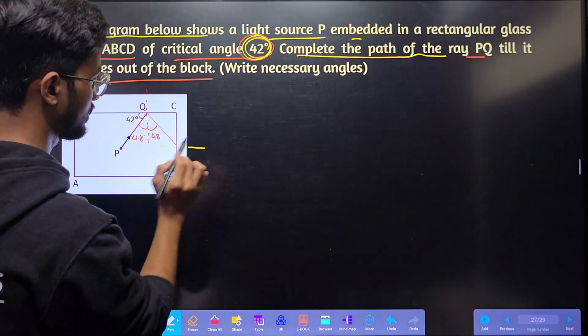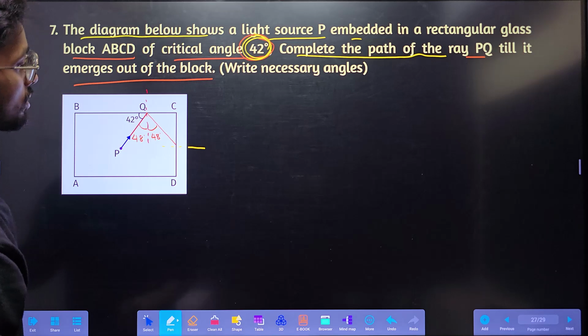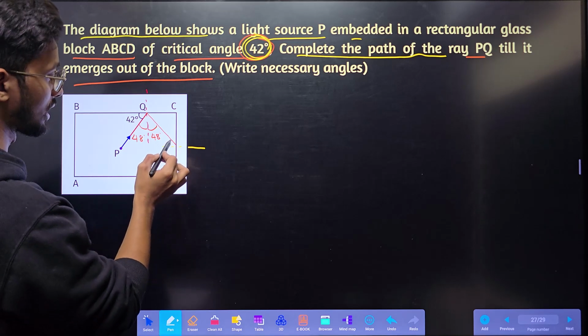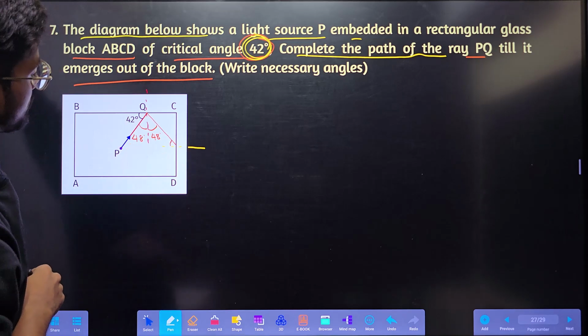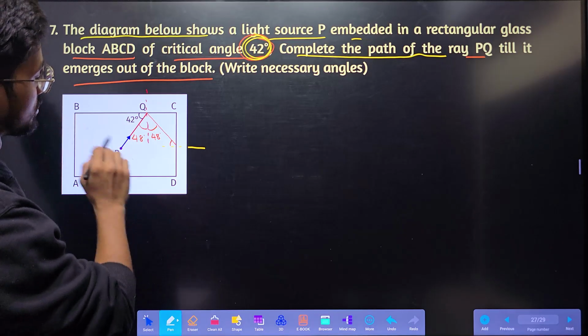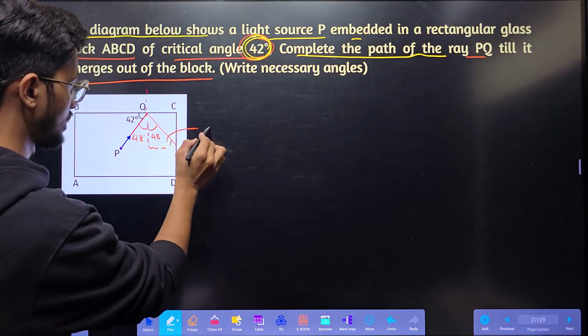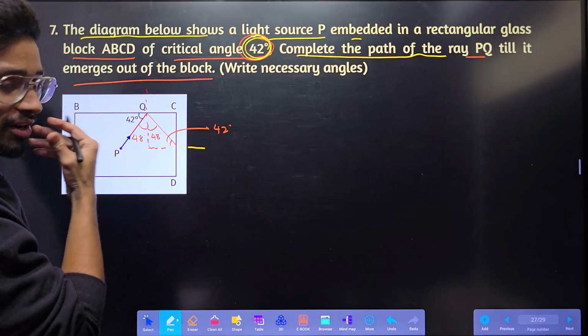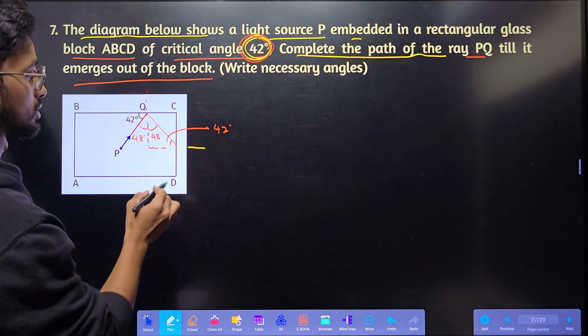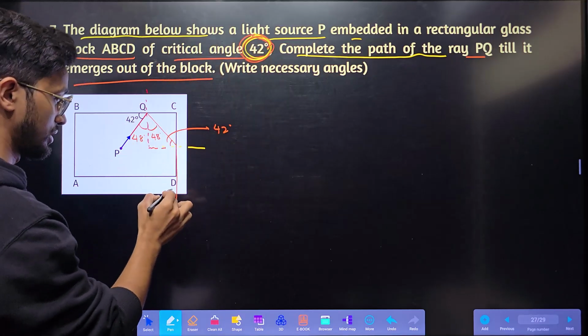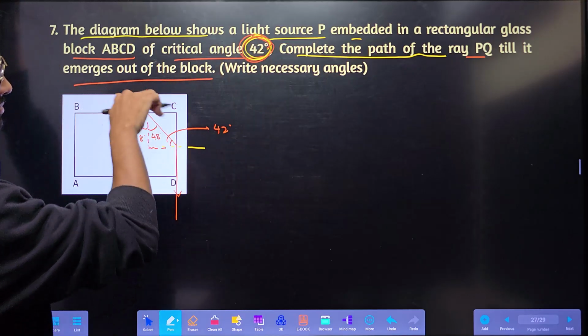Now here, this is 90, right? So what will be this angle? This is also 90, right? 90, 48, and this will be 42. This will again be 42 degrees. At the 42 degree critical angle, the path will be retraced like this. This will be the actual path.